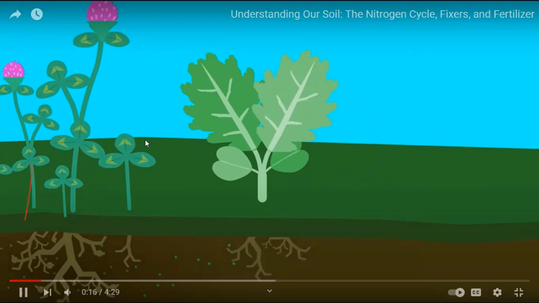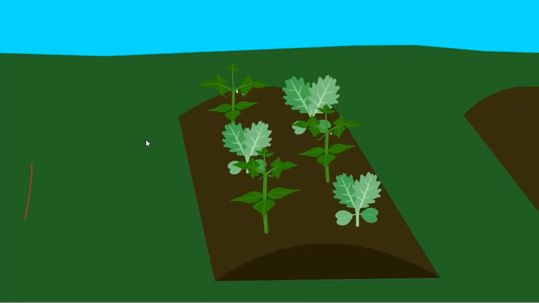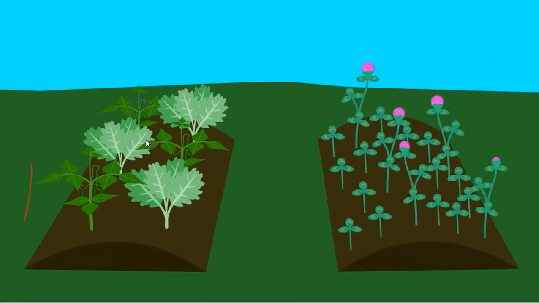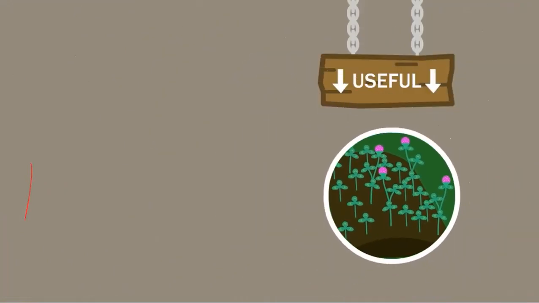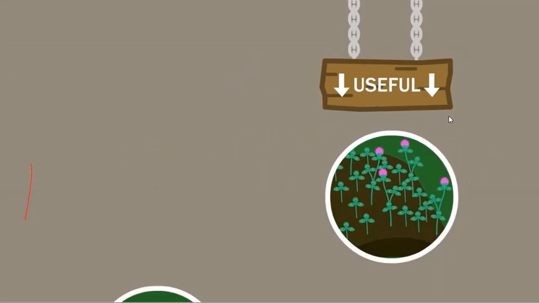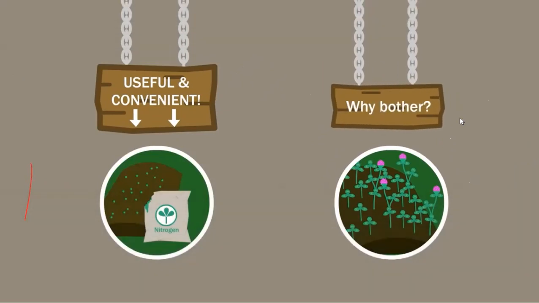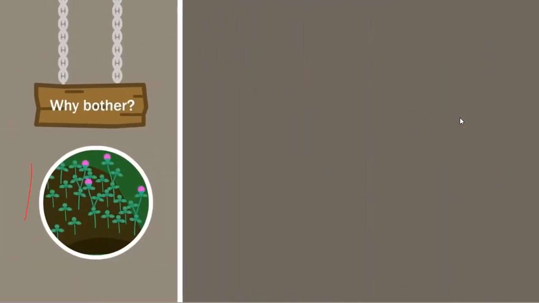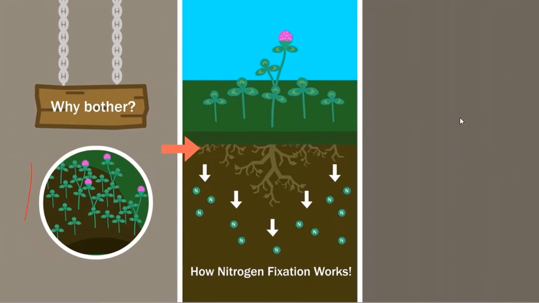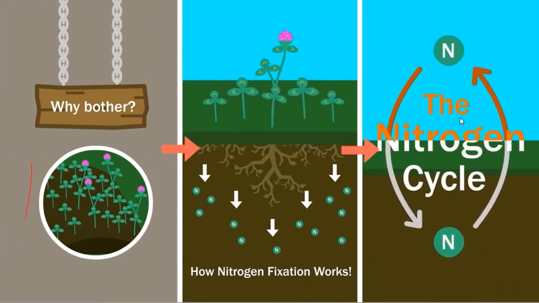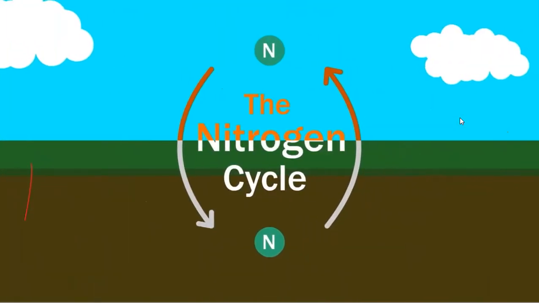One way to use this in the garden is to interplant nitrogen fixers with other plants that need a lot of nitrogen. Or you could plant a nitrogen-fixing cover crop like clover for fertile soil next year. Okay, this can be useful, but doesn't nitrogen fertilizer do the same thing but more conveniently? Why bother with this nitrogen fixation thing? Understanding this requires us to understand how nitrogen fixation works, which in turn requires us to understand the broader nitrogen cycle. So let's start with the big picture.